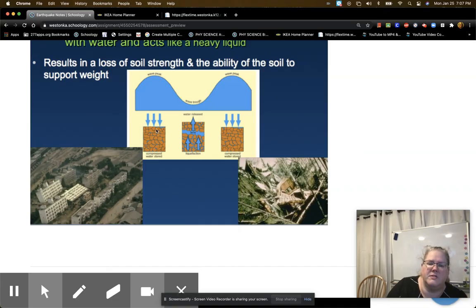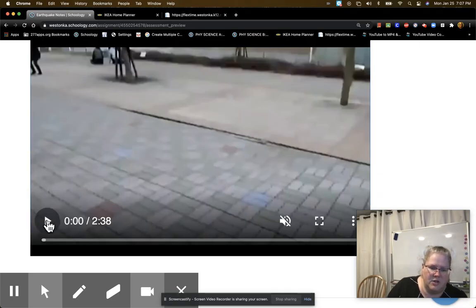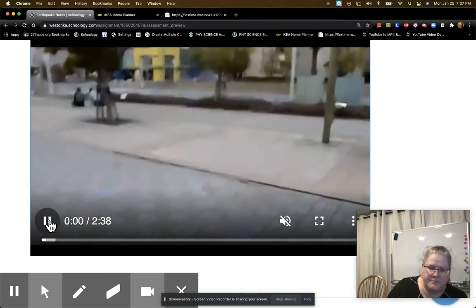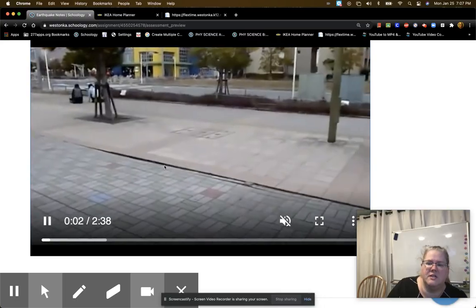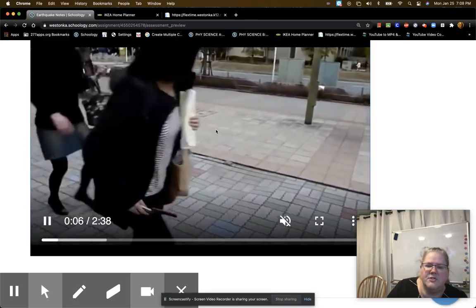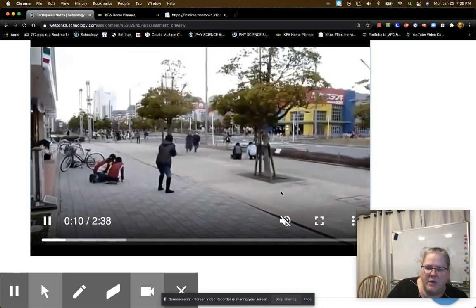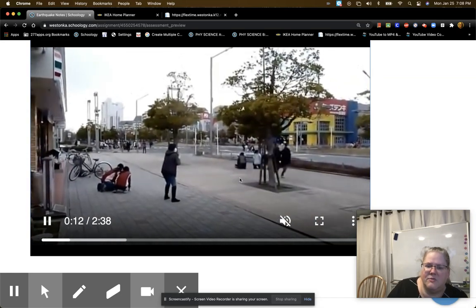You have all the particles that are normal, then it starts to shake. The water kind of gets jostled up and you no longer have a stable foundation. This is liquefaction as it occurred in Japan. And if you watch, this whole center part of the sidewalk will eventually start shifting back and forth. So they were having an earthquake which caused some motion, and then this liquefaction started.